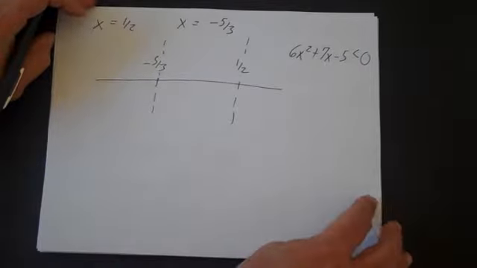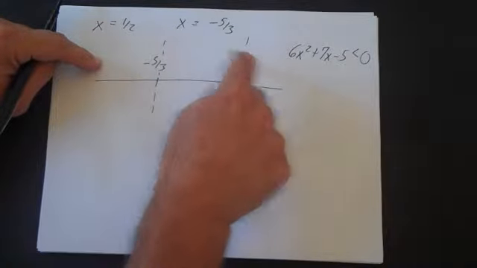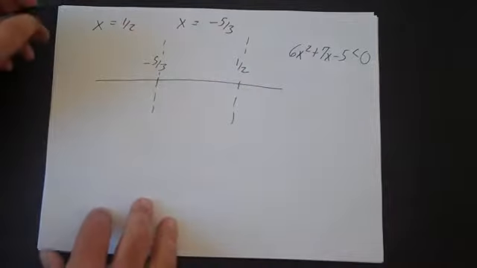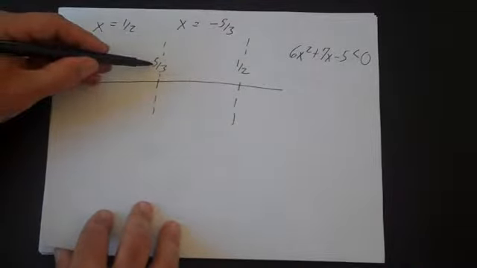Since it's a parabola, I know it's either going to go positive, negative, positive, or negative, positive, negative, right? Because it's either going to go up or down. So I just need to test one point. I'm going to choose a number more negative than minus 5/3.